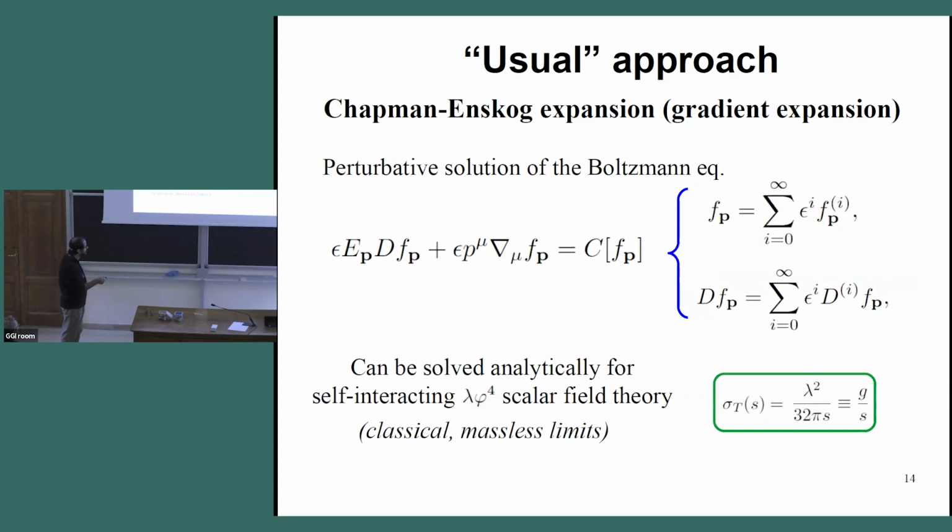So essentially, the cross section just goes as 1 over S, where S is the Mandelstam variable, and this G here will represent always the coupling, lambda squared.